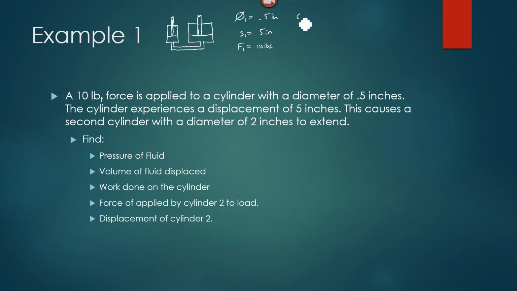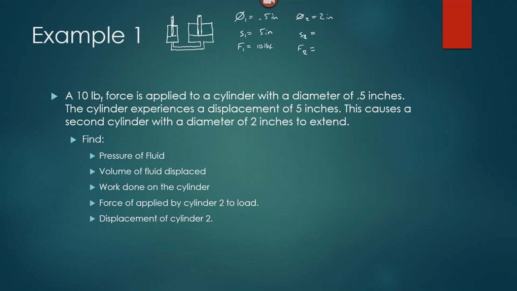Cylinder 2 has a diameter of 2 inches, but we don't know its displacement, we don't know its force. Alright, so find the pressure of the fluid, the volume of fluid that's displaced, the work done on the cylinder, the force applied by cylinder 2 to a load, and the displacement of cylinder 2.